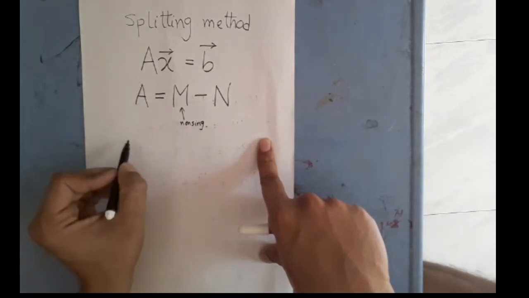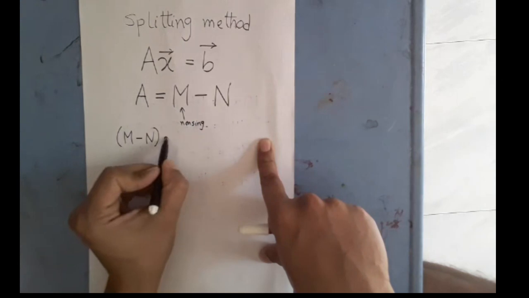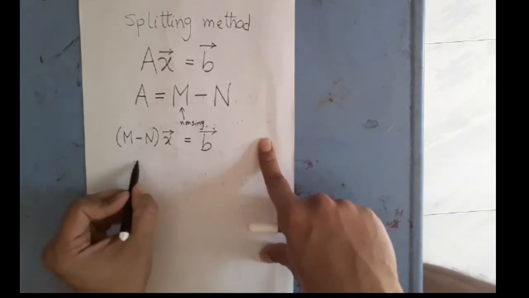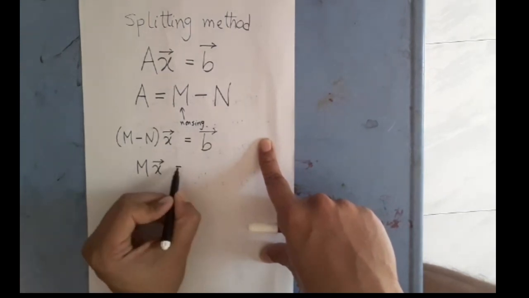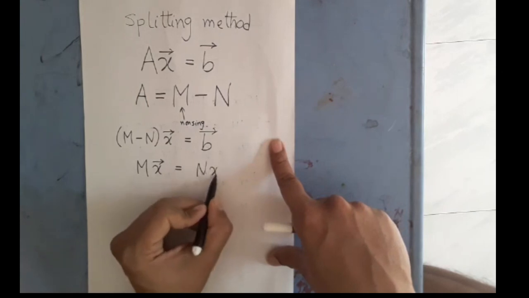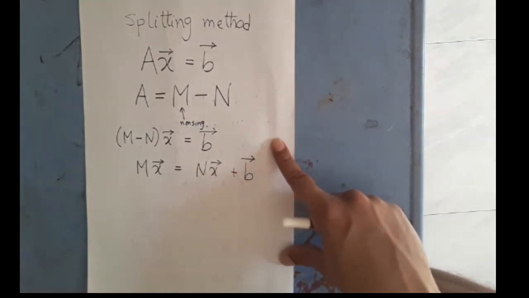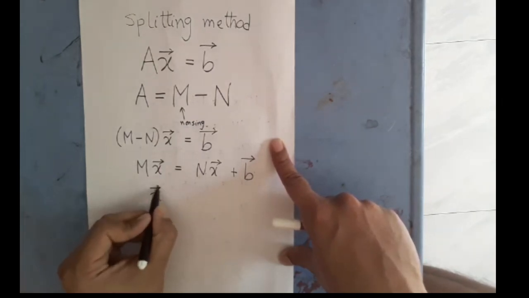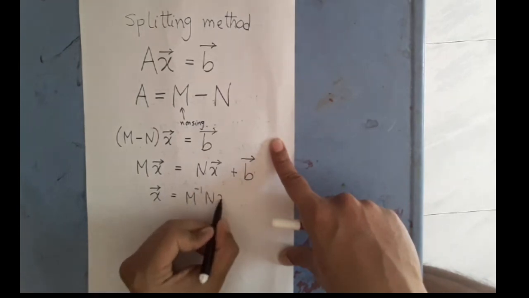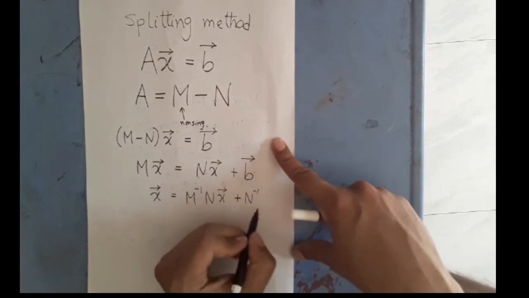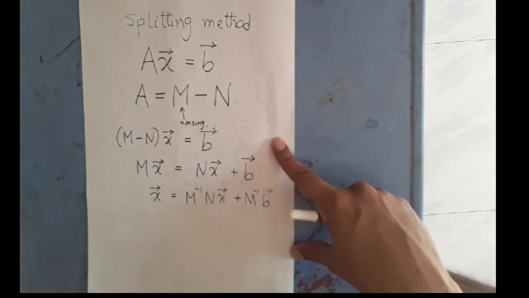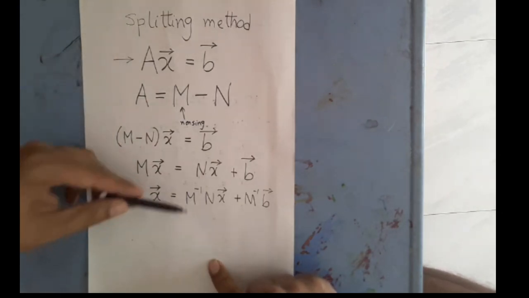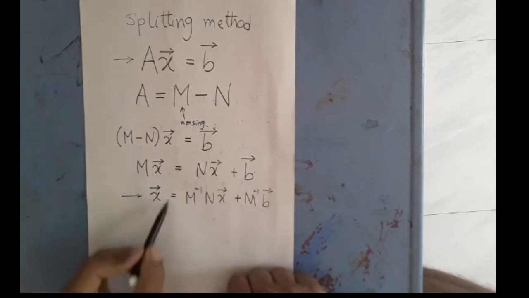Once you have this M minus N, this equation now becomes M minus N times x is equal to b. You take the Nx on the other side, so you write Mx, keep this on the left hand side, take that on the right hand side and write it as Nx plus b. Now, M being non-singular, that's how we split it, I can now write it as x equal to M inverse Nx plus M inverse b. This equation and this equation are exactly the same equations. Any root here is a root here, any root here is a root there. But this is a way to write it in the fixed point form.